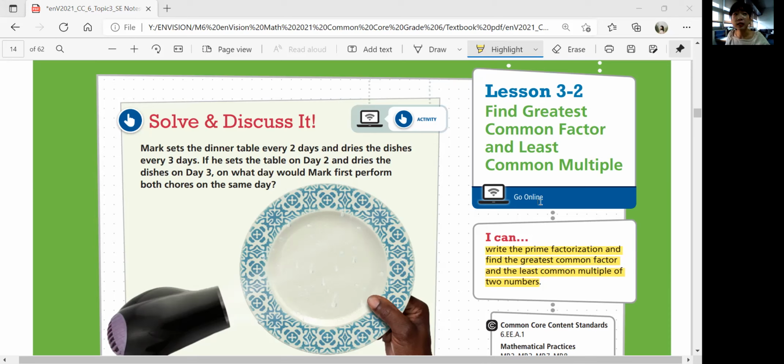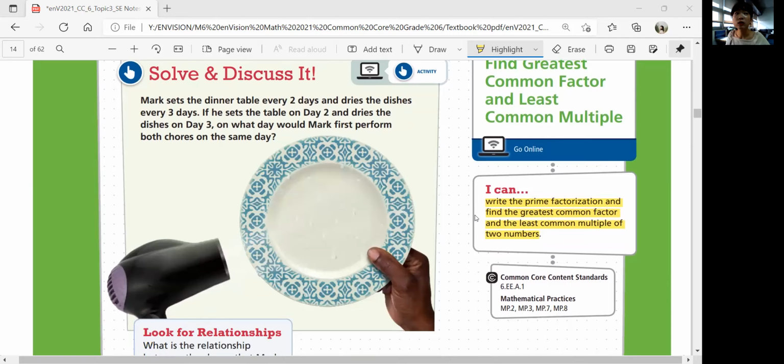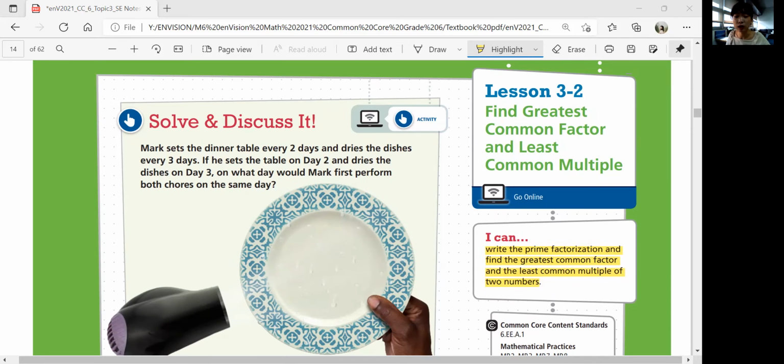Mark sets the dinner table every 2 days and dries the dishes every 3 days. If he sets the table on day 2 and dries the dishes on day 3, on what day would Mark first perform both chores on the same day? Okay, so he has a pattern. Think about the pattern. What chores do you do at home? Do you have a chore schedule in your household? Do you help your mom wash the dishes or maybe do laundry?